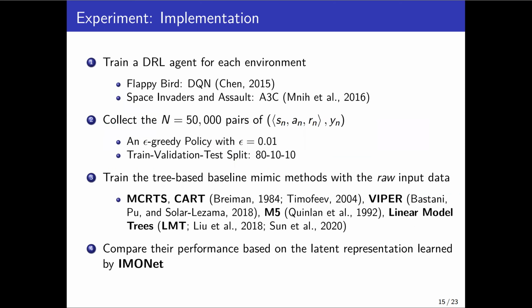We train a DRL agent for each environment using DQN for Flappy Bird and the H3C algorithm for the other two, and collect the state-action-reward triplets with their corresponding target values, where an epsilon-greedy policy with epsilon equal to 0.01 selects actions and traverses states. There are 5 baseline models as listed there, which will perform mimic learning with the raw input data. And we will see how their performance improves based on the latent representation learned by various autoencoders and IMONet.